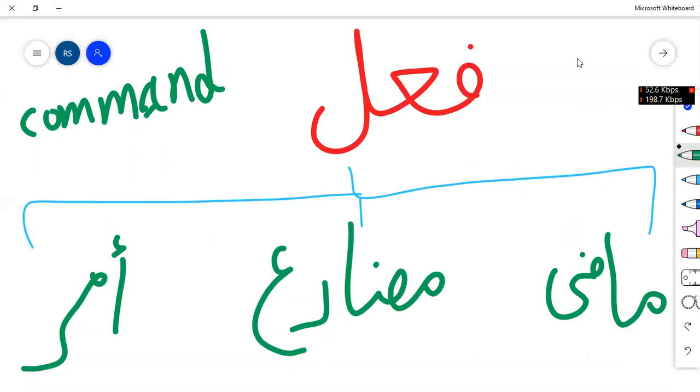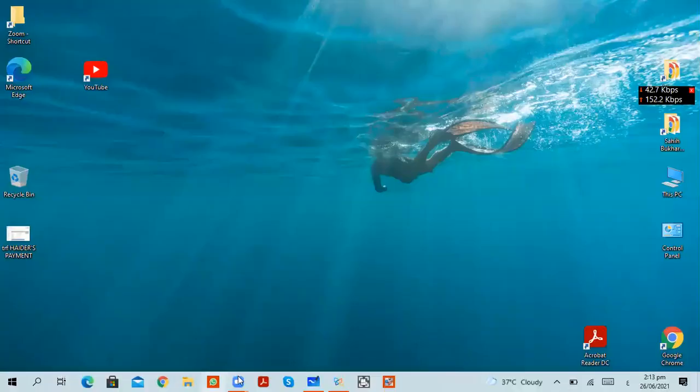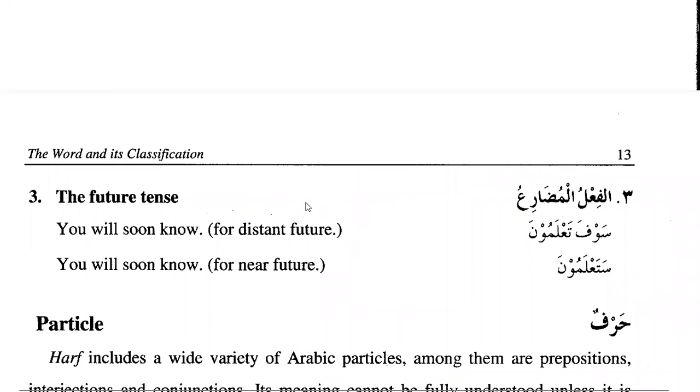But here they have missed one category. Read this. These are the three types of verb. Mazi, muzari, and amr. Okay. Yes, sir. What is Amr? Amr is command, sir. Yes, command, imperative verb. What is fail? What is fail, anyone? Fail is doing word. Yes, a verb which represents action is called a fail, okay?